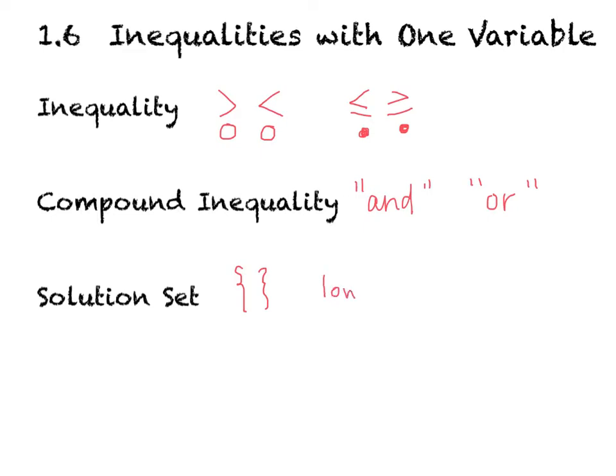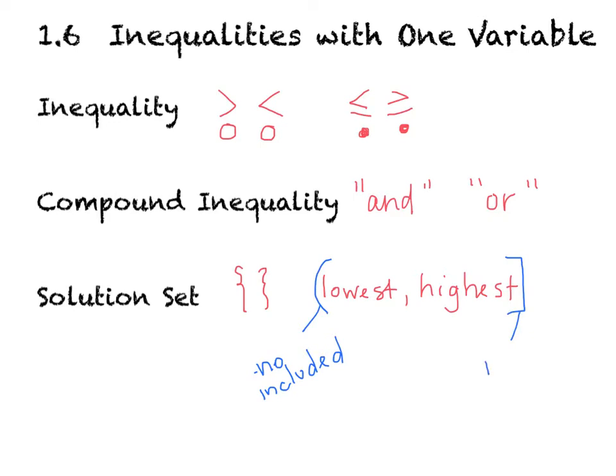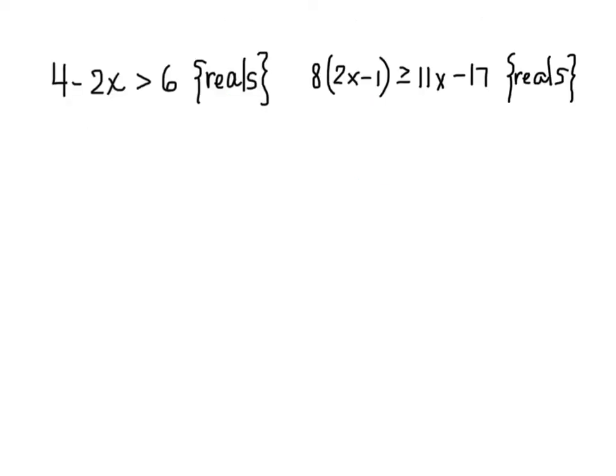In order to do set notation, you list your lowest number first and then your highest number, and you either put a parenthesis, which would indicate not included, or a bracket, which would indicate included. Not included would be an open circle, included would be a closed circle. So we're not going to confuse an inequality with an absolute value. An inequality we're going to solve just as we've been solving.